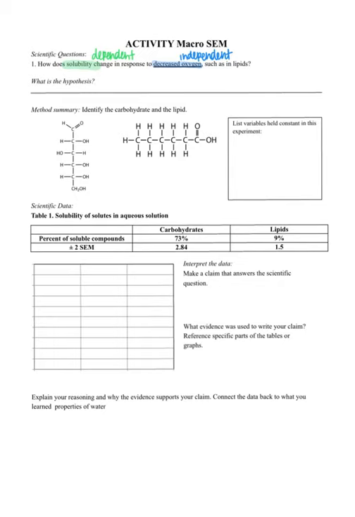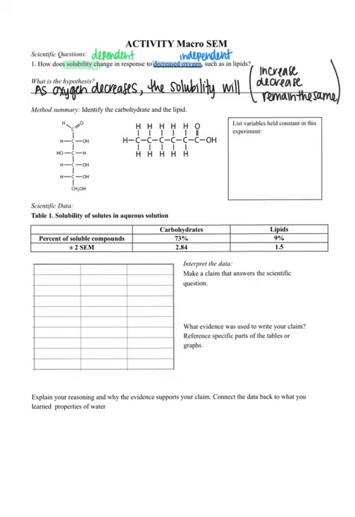So your hypothesis could be one of several things. You're going to hypothesize that as oxygen decreases, the solubility is going to, you could say increase, you could say decrease, or you could say stay the same. Whatever you predict is fine, as long as you're able to recognize that the solubility is what's changing in response to that decreased oxygen.